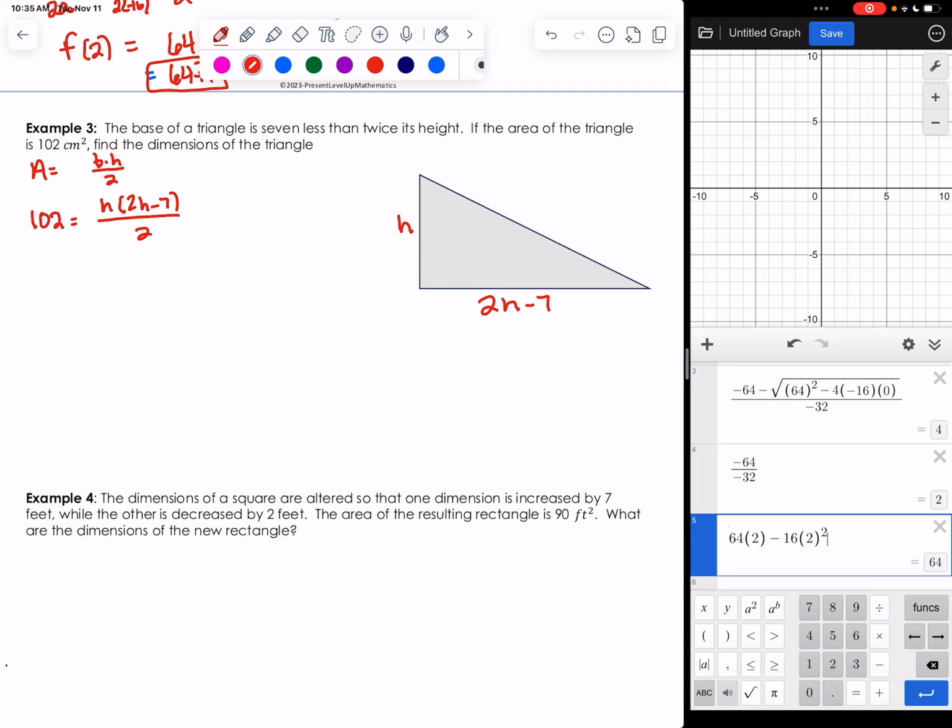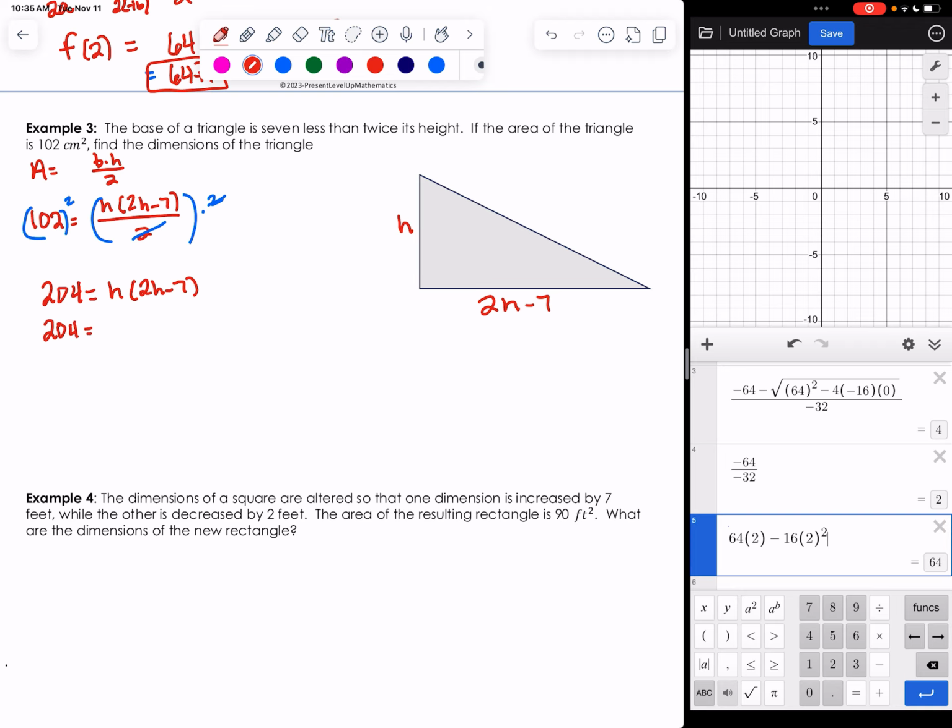Now, when we're solving an equation with a fraction in it, we want to clear that fraction. So in this problem, the best way to do that would be to multiply both sides by 2. Because if we do that, this 2 will cancel with this 2. All right, so 102 times 2 would be 204. And over here, if the 2's cancel, all we're left with is h, parenthesis, 2h minus 7. So now we have a little bit easier equation to solve. Let's see if we can simplify this a little bit.